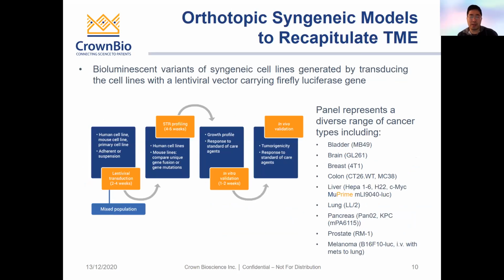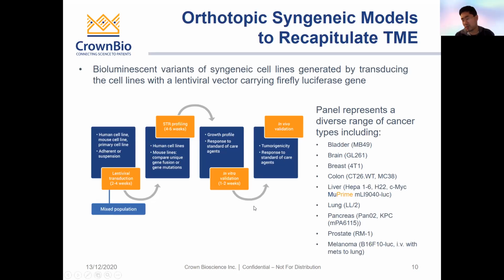This presentation is all about how we set up models as orthotopic, because we believe they are more clinically relevant. For syngeneic models, it's the same story. What we have done is label quite a few syngeneic cell lines with bioluminescence, so we can image them and we can put them where they came from. There's a large panel of models available at this point, which we have set up.